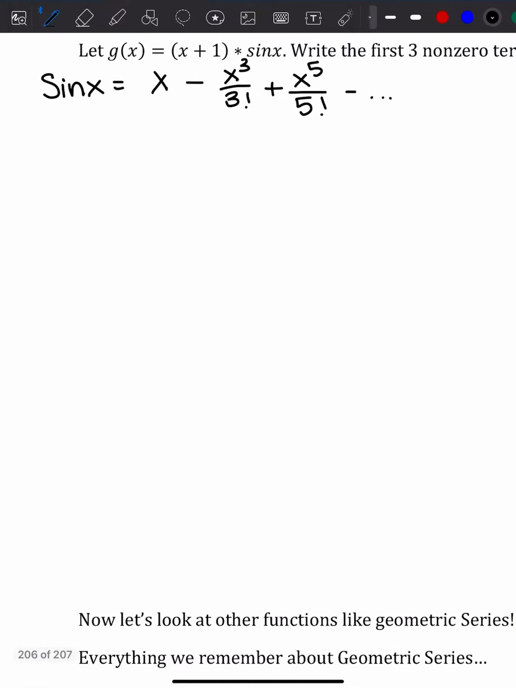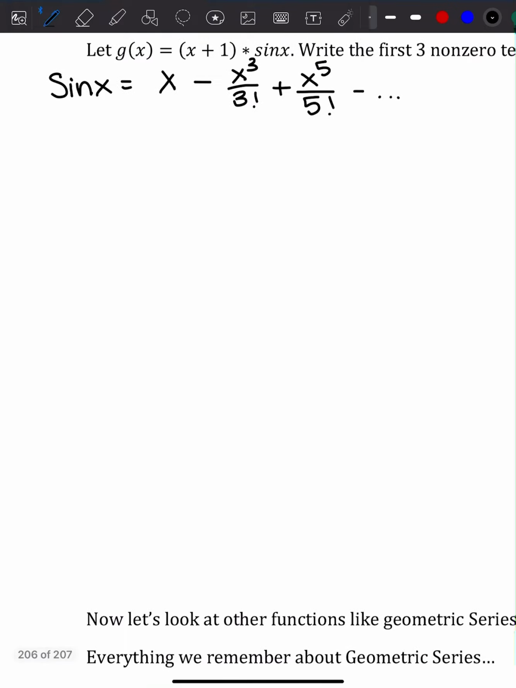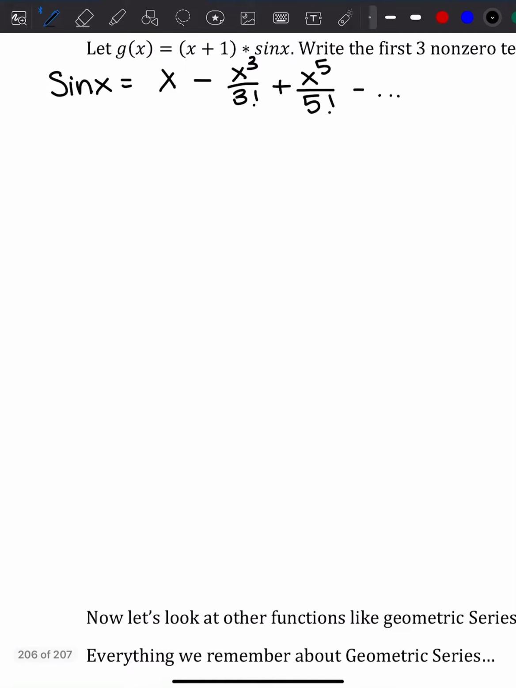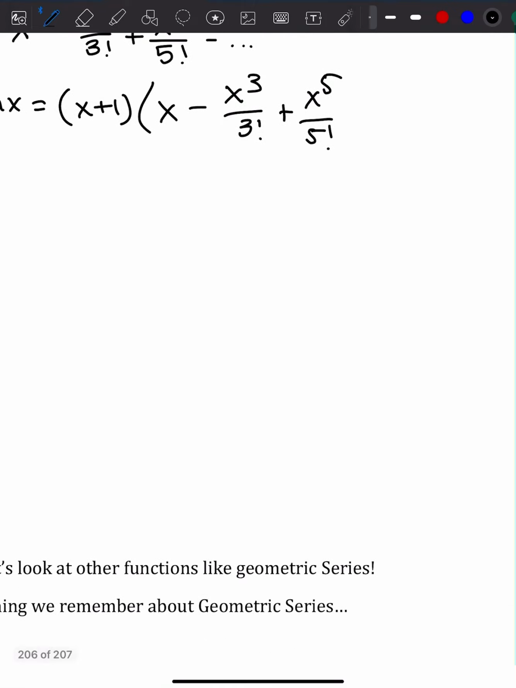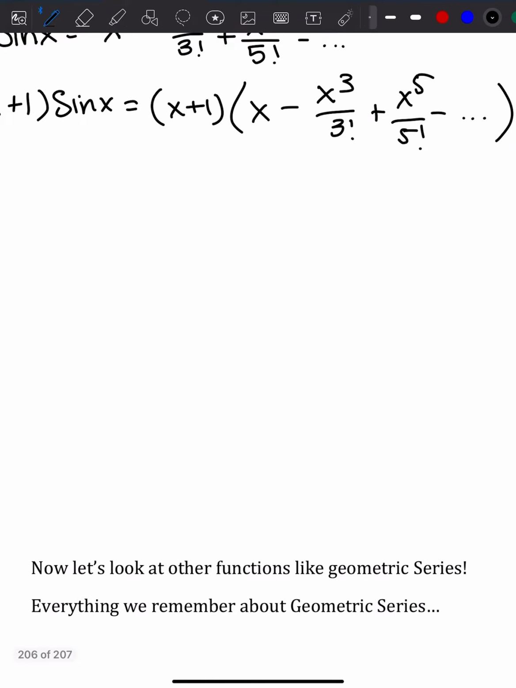Okay, so the next thing that we're going to do is we're going to take what we have and we want g of x to be (x plus 1) times sine of x. So we're going to take x plus 1 and multiply it by x minus x cubed over 3 factorial plus x to the 5th over 5 factorial, and so on. Okay, now we're going to distribute, but when we distribute, we want to remind ourselves that we're going to multiply everything by x and everything by 1.